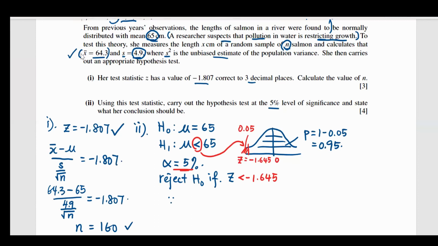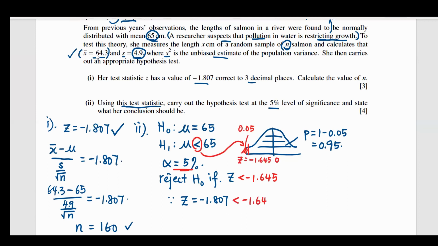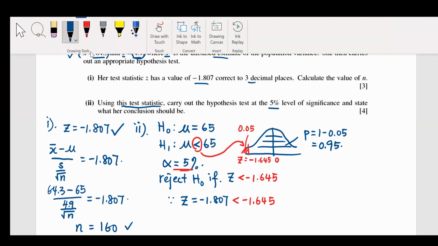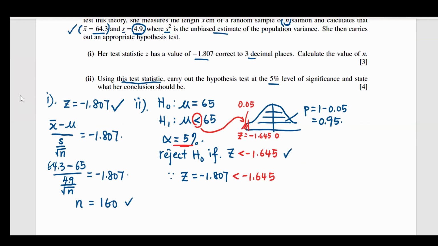The question says using this test statistic. So since the z-score value equals negative 1.807, and compared with the critical region, it is smaller than negative 1.645. Do show these steps. This is the working that we need to see. It shows that you have done the comparison. And because of this, I am going to reject H0, because the z-score, the test statistic, is less than the critical region we have determined just now.